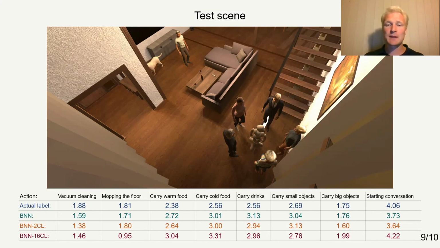We see similar behavior and information as in the correlation tables. For example, intrusive actions such as vacuum cleaning, mopping the floor, or carrying big objects are both predicted and labeled by the annotators to be quite inappropriate in this scenario and social context. On the other hand, starting a conversation when the robot is standing so close to the people within the group and facing the closest human is deemed appropriate both by the models and the annotators.